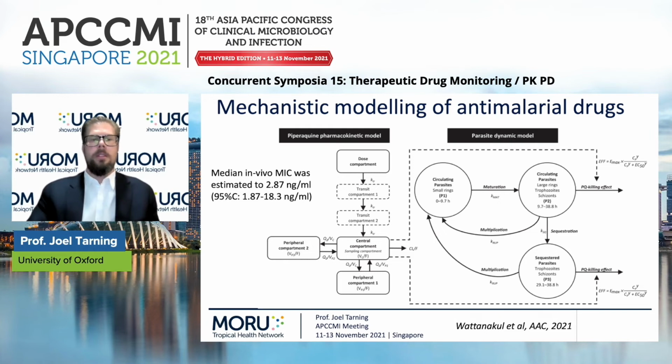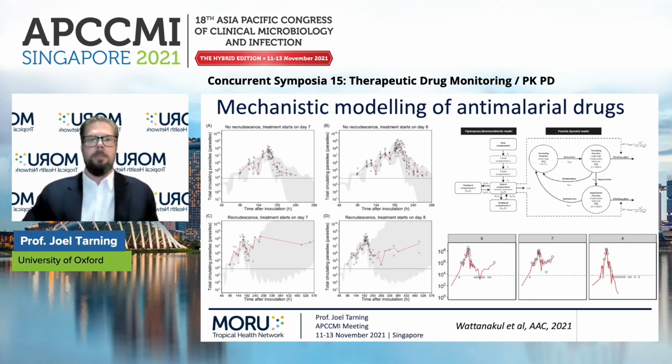We then assumed that the drug concentrations in the blood are directly linked to parasite killing of circulating older parasites, with no effect on the younger small rings from 0 to 10 hours. And this was implemented with an Emax function of piperacin, assuming that you had the same effect on both circulating parasites and sequestered parasites. So with this mechanistic model, we could capture the growth phase of parasites very nicely here.